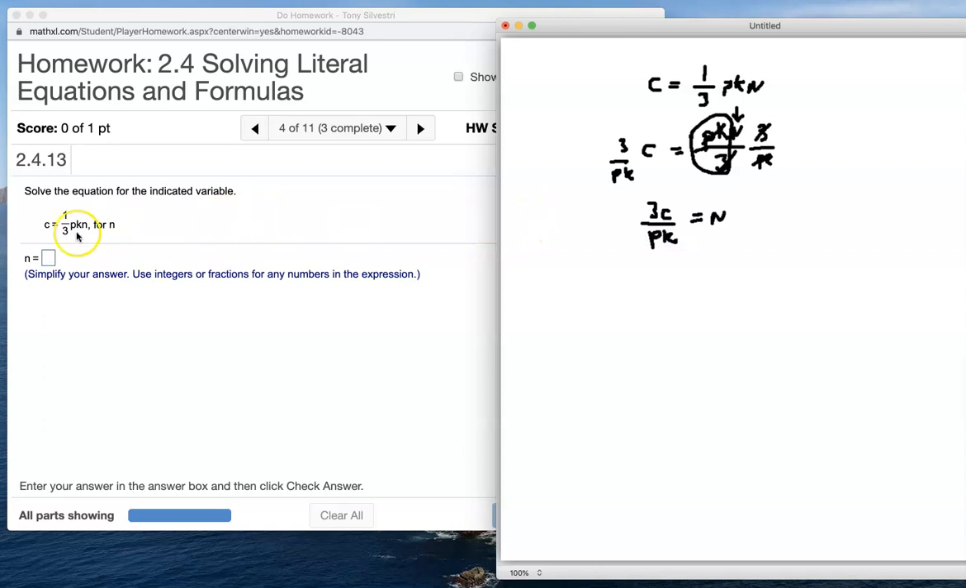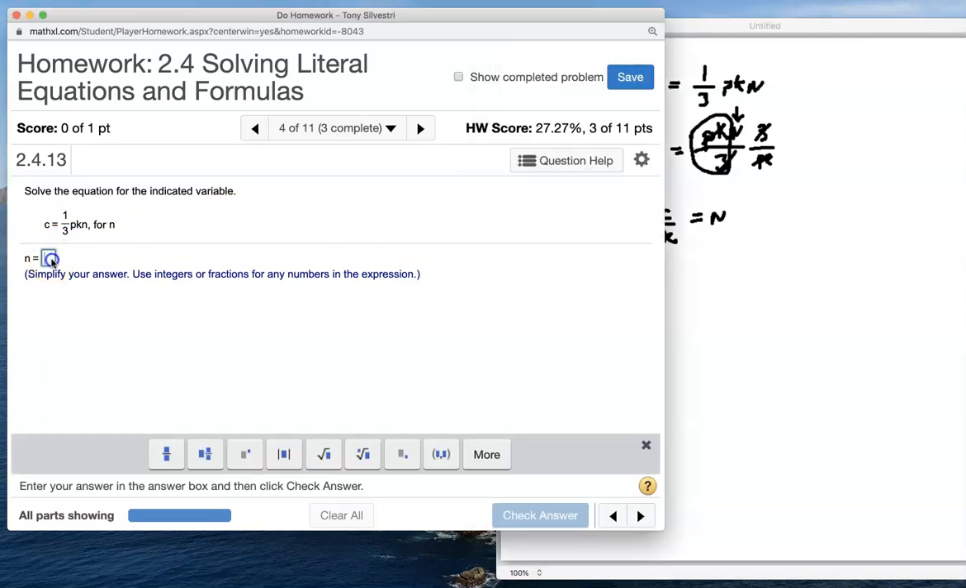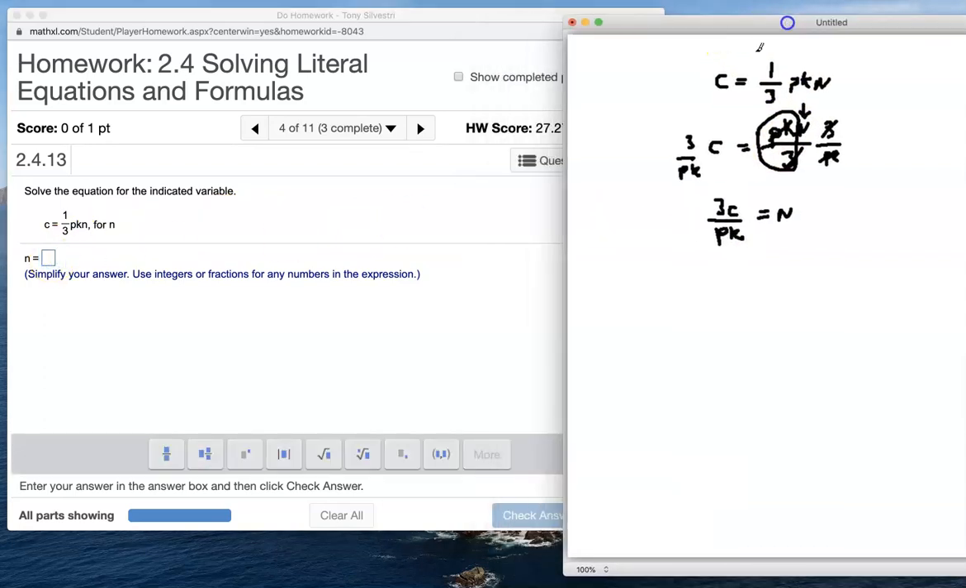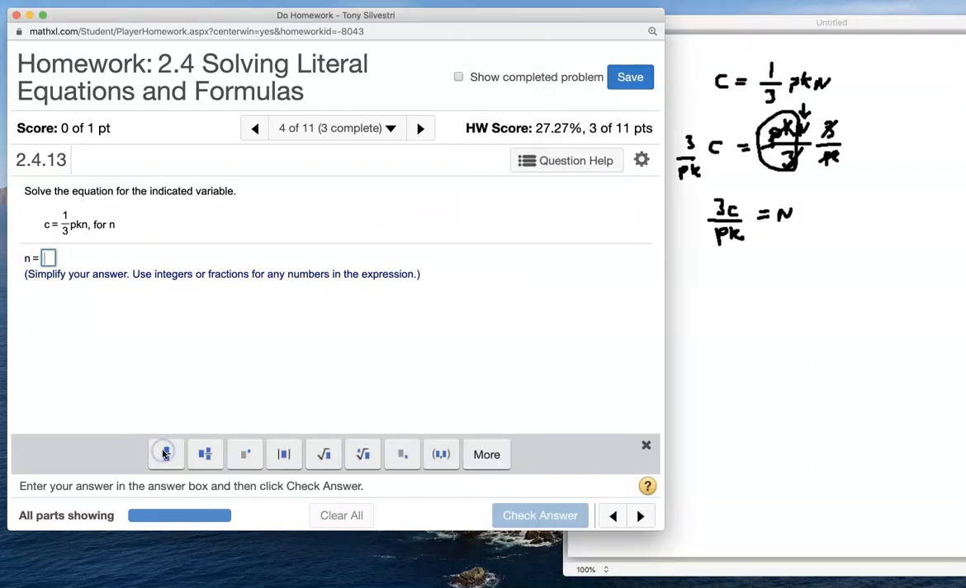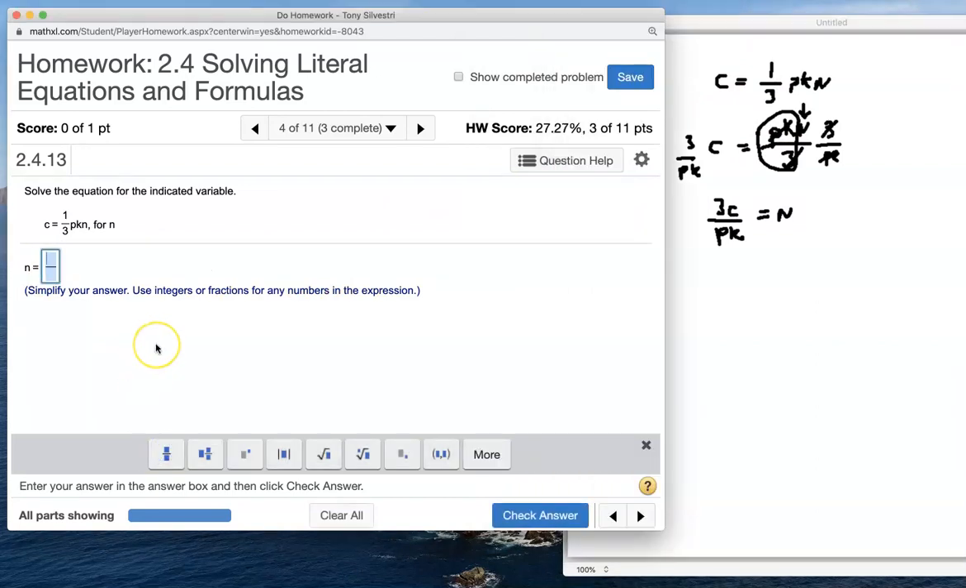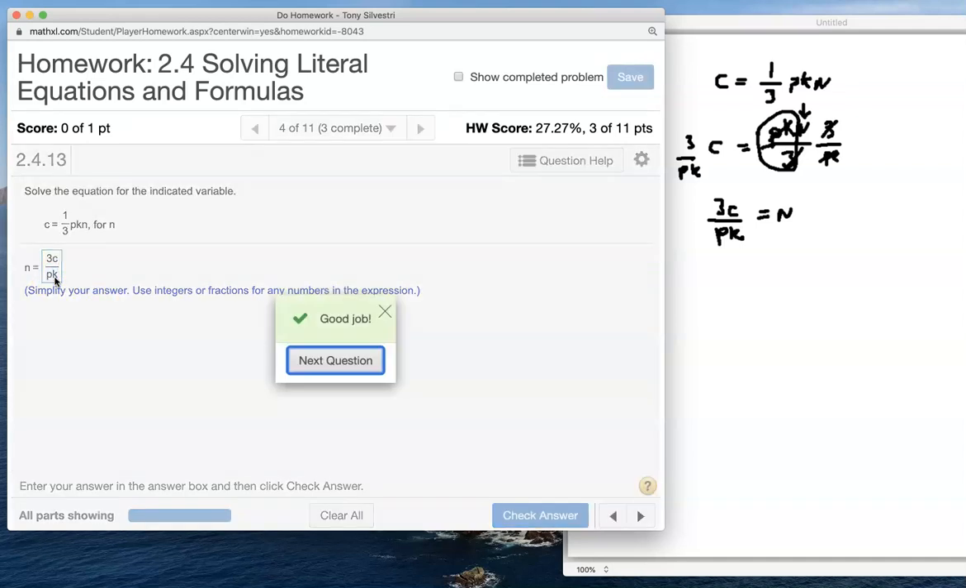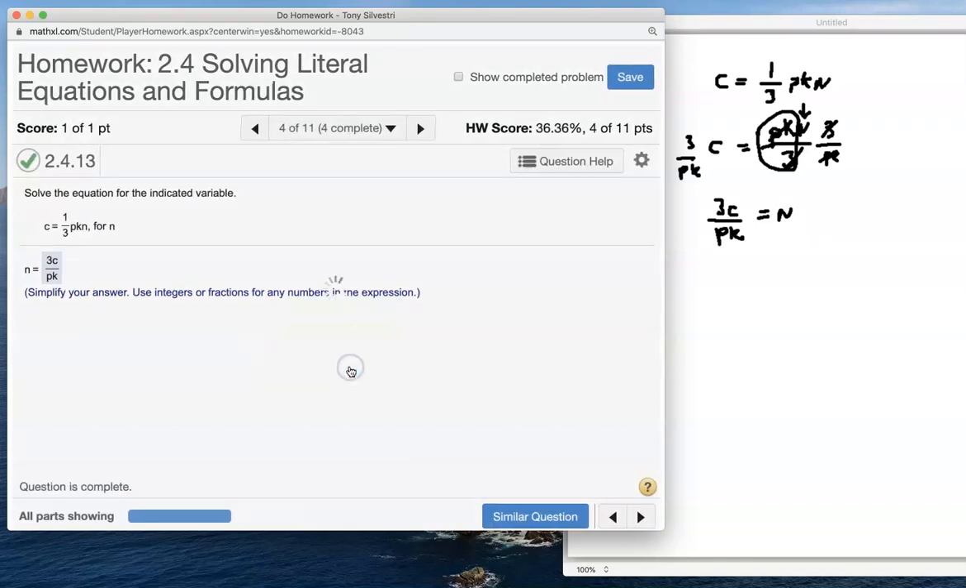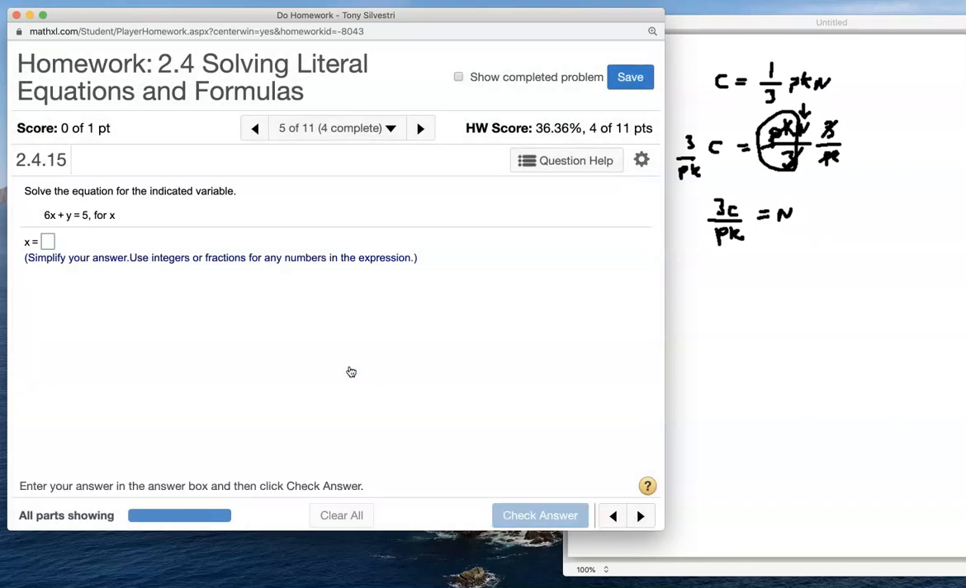Okay, I'm going for it. I'm feeling it. Let me see it though. I can't see it. This is going to be a fraction, 3C divided by PK. Hit enter. Green. I like some green. I love green.